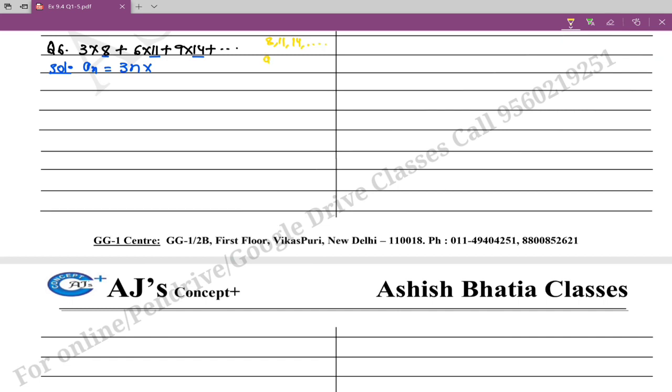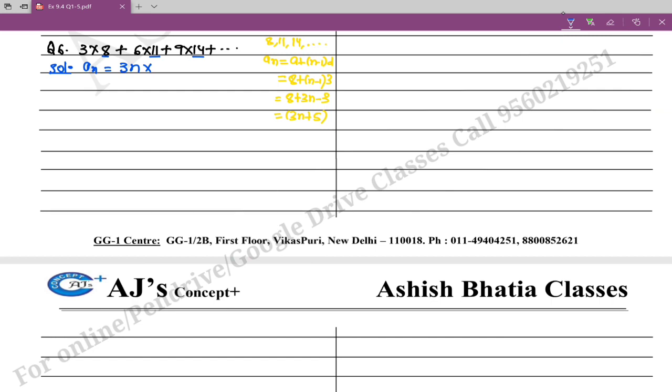And for the nth term, I can use the formula an, which is a plus n minus 1 d. So here a is 8, n is n, and d is 11 minus 8, which is 3. So it would be 8 plus 3n minus 3, so it would be 3n plus 5. So the second part of each term is 3n plus 5. This is also a way to get the nth term an for these series type questions.